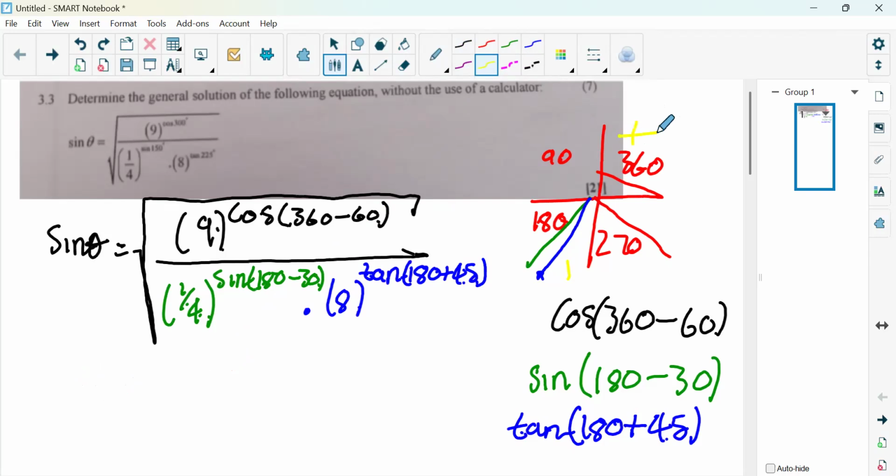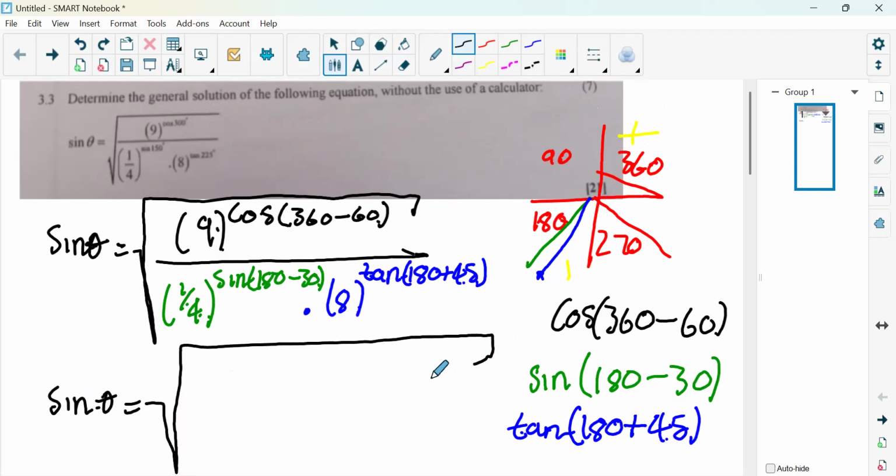It's positive. So this thing here is going to be written as, you can just put your root again, root of 9 over cos of 60. Positive 60. Remember, we could write it as positive or negative, but in this case we're going to write it as cos of 60. Next, we go to our denominator.